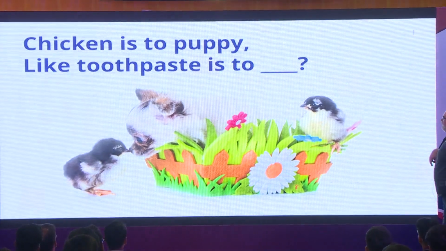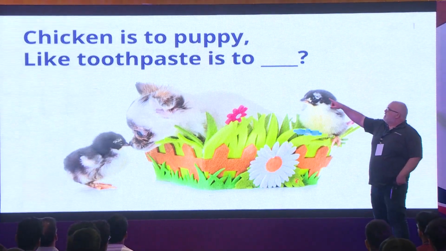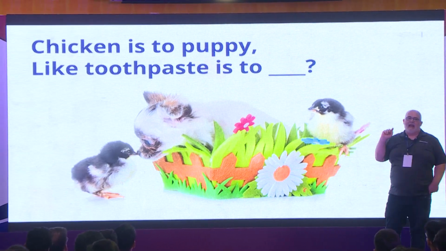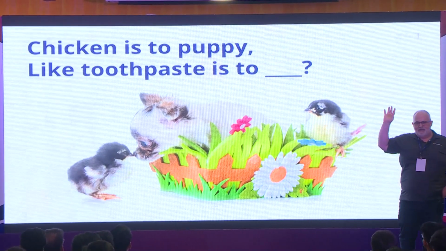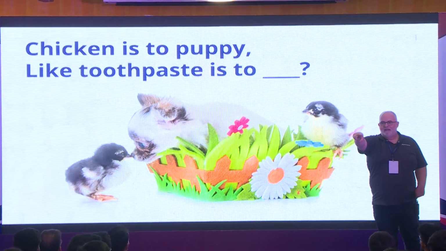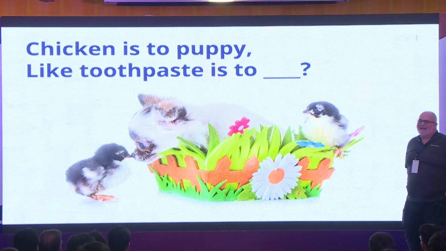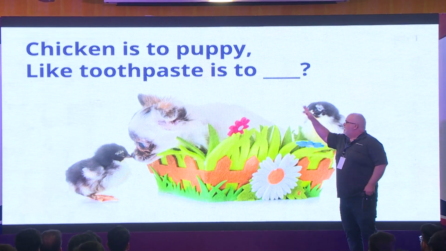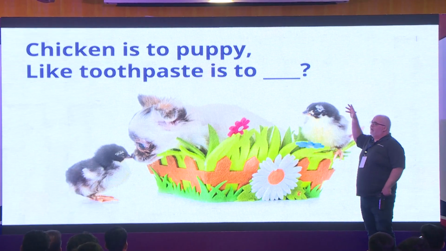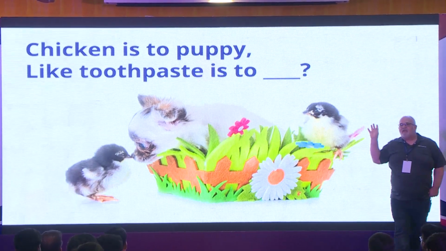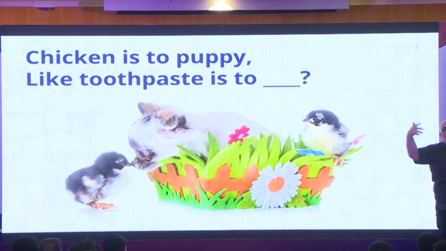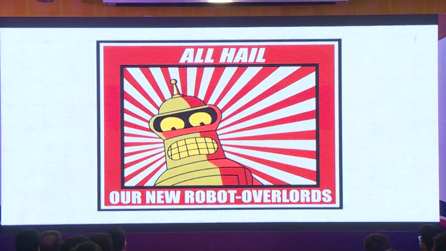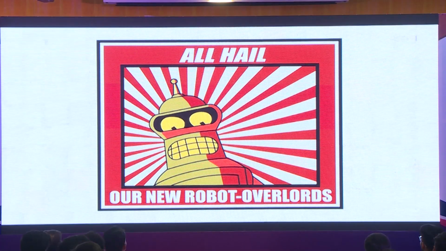I'm going to ask you this question. Chicken is to puppy like toothpaste is to blank. Anybody, any ideas? Exactly. Okay. So this might seem like a very strange thing. A chicken is to a puppy like a toothpaste is to toothbrush. I'll explain to you a little bit later how we make this jump, okay? How can we show this relationship in text?